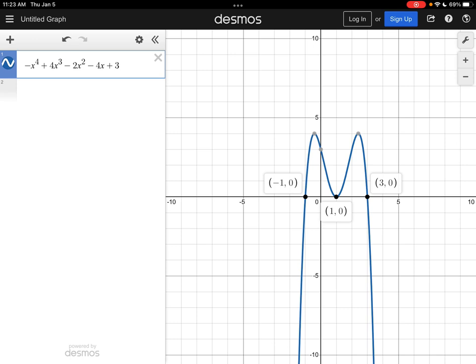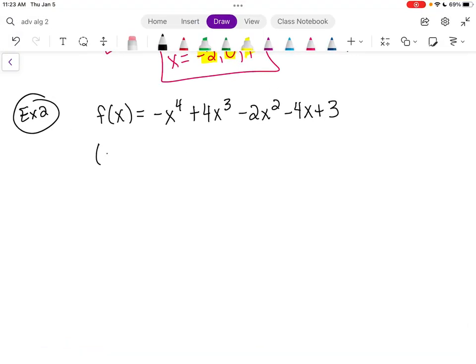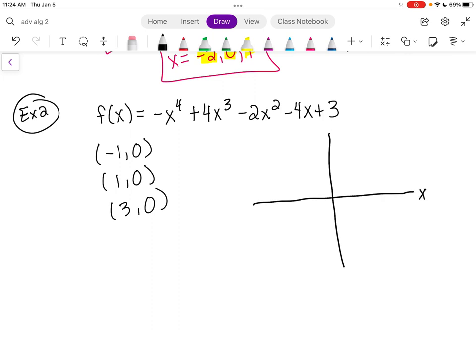Okay, so let's go ahead and get this graph sketched out. So we had a zero at negative 1, 1, and 3. So our zeros were at (-1, 0), (1, 0), and (3, 0). And let's sketch out what that graph looked like. So here's my x and y axis.